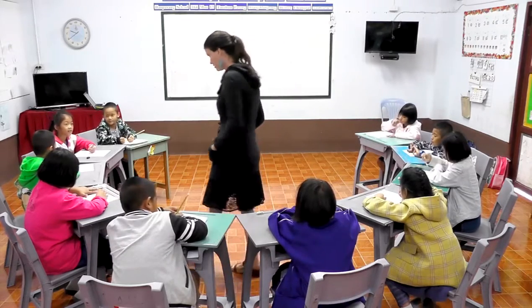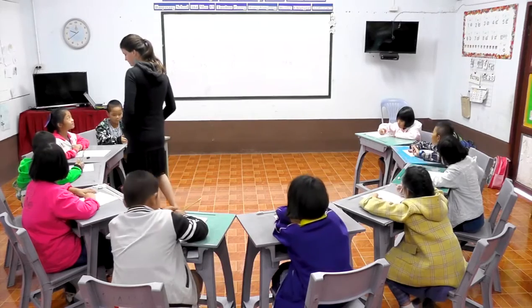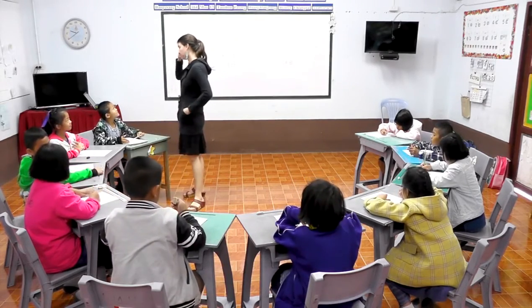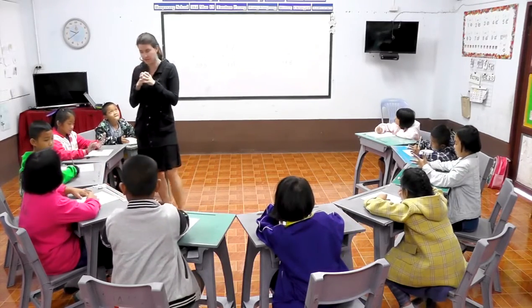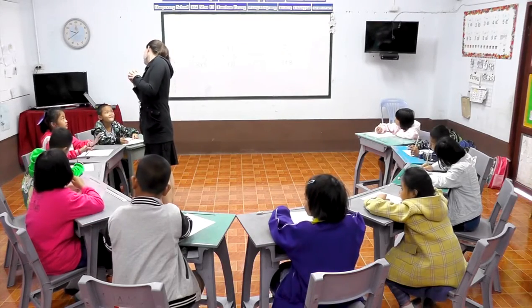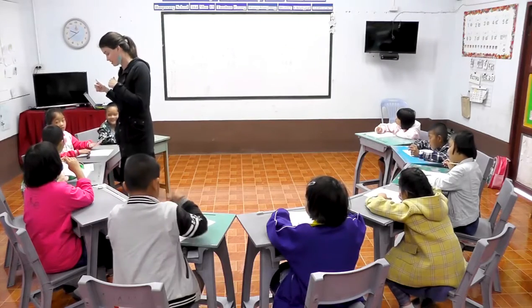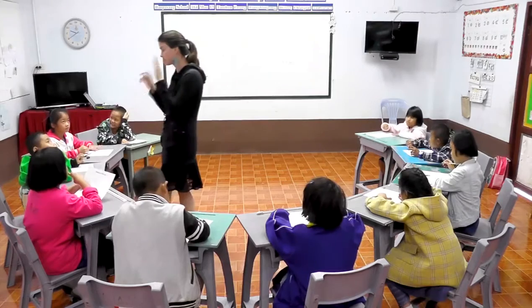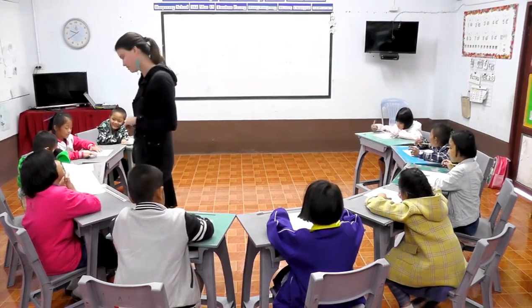8 times 7. Try to think about it. If you think about it for 10 seconds and you can't figure it out, you can look on your book. 56. My friend, think about 2 times 7.